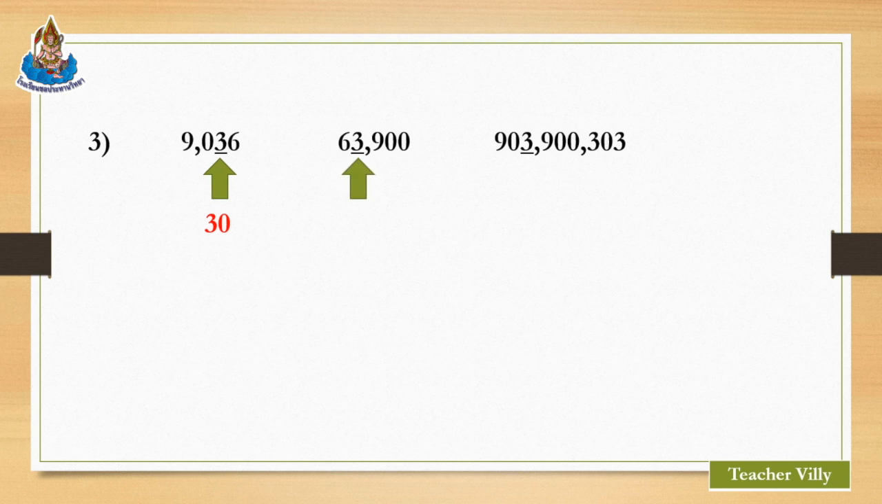Next number we have 63,900. What is the value of the digit 3? Right. It's 3,000. Next number. What is the value of the digit 3 in the number 903,900,303?